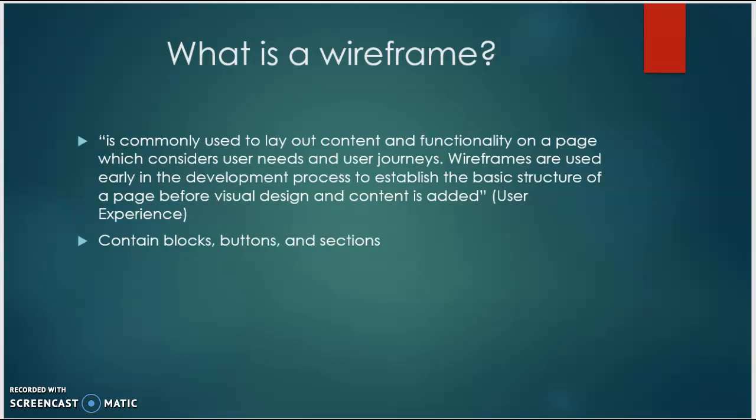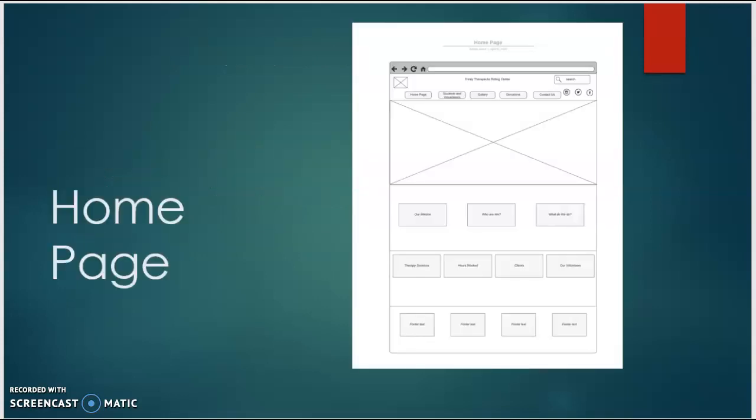What a wireframe contains is blocks, buttons, and sections. This can also be considered as modules, because when you're using a wireframe, you're basically modulating everything together to show what a website would look like. For my website, this will be the home page. As you can see on the right hand side, this is what my wireframe is.